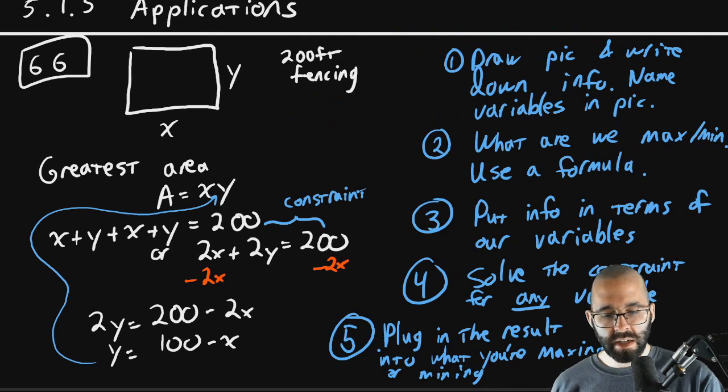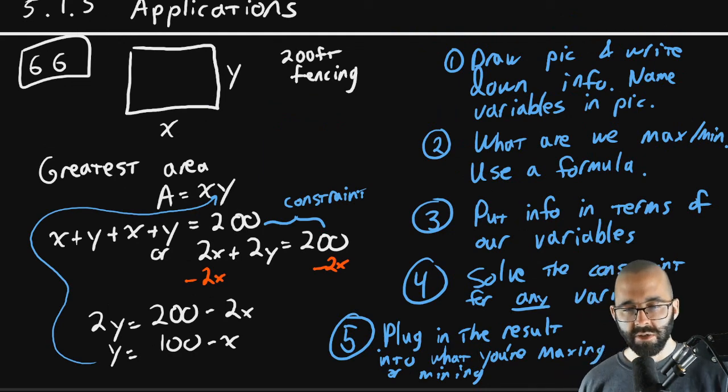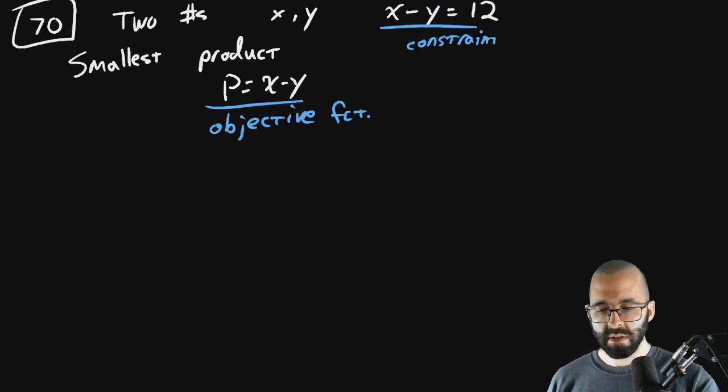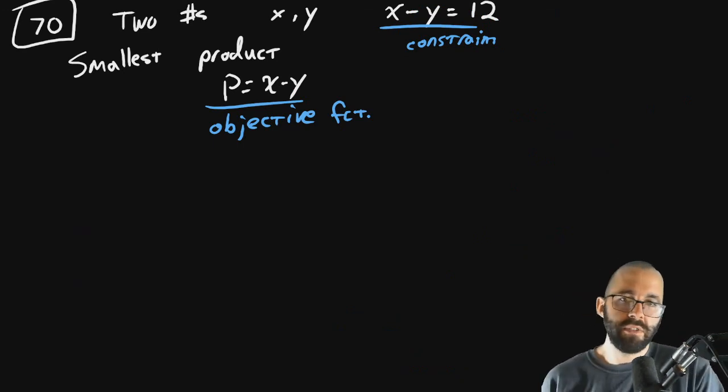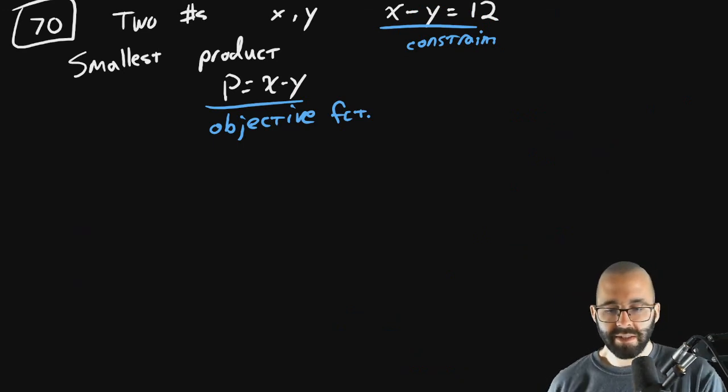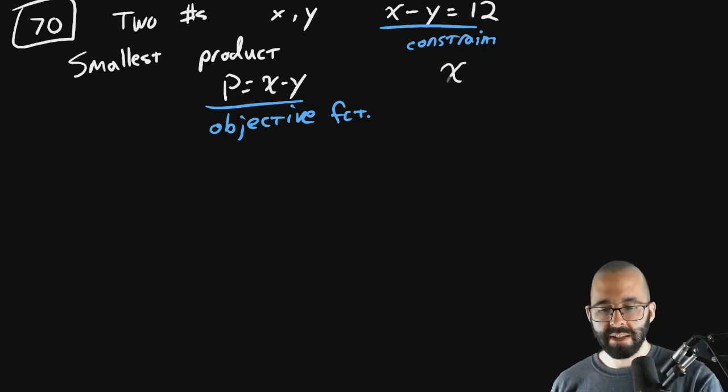Step 4, solve the constraint for any variable. We solved for y last time. We could solve for x this time. It doesn't matter. We just need to solve it for something. Solving for x is easier here. X is y plus 12.